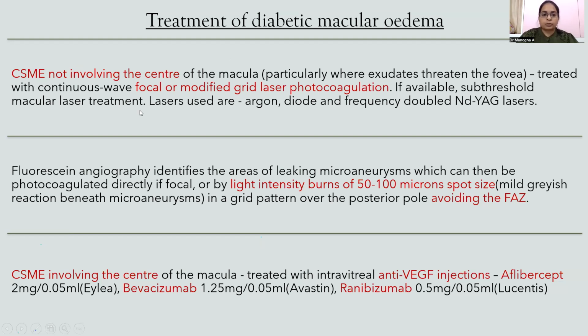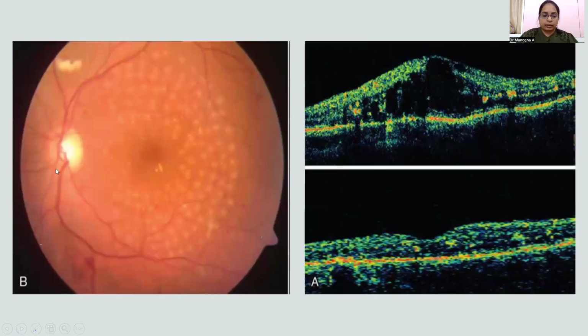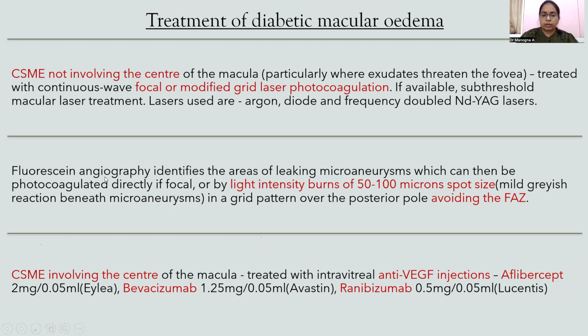They've asked this question multiple times: what is a grid laser photocoagulation and focal laser photocoagulation? The lasers used are argon laser, diode laser, or frequency doubled Nd:YAG lasers. If you cannot see the areas clinically, you can take the help of fluorescein angiography and identify the areas of leaking microaneurysms. And the spot size they usually ask: a 50 to 100 micron spot size is used to create light intensity burns in a grid pattern. You have to always avoid the fovea and foveal avascular zone.